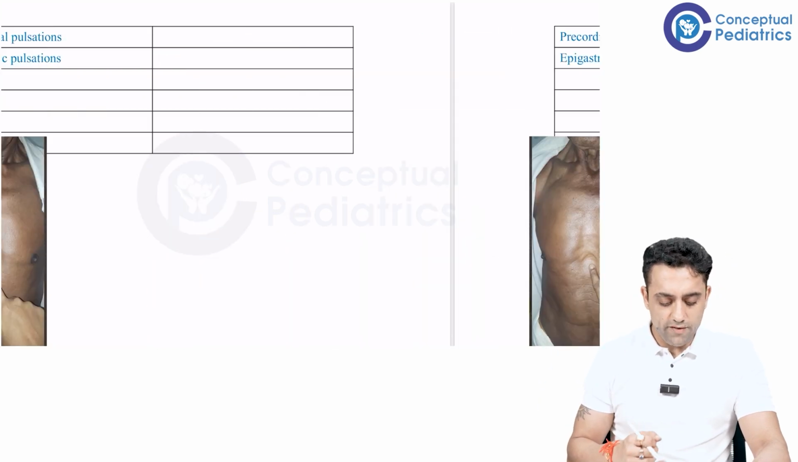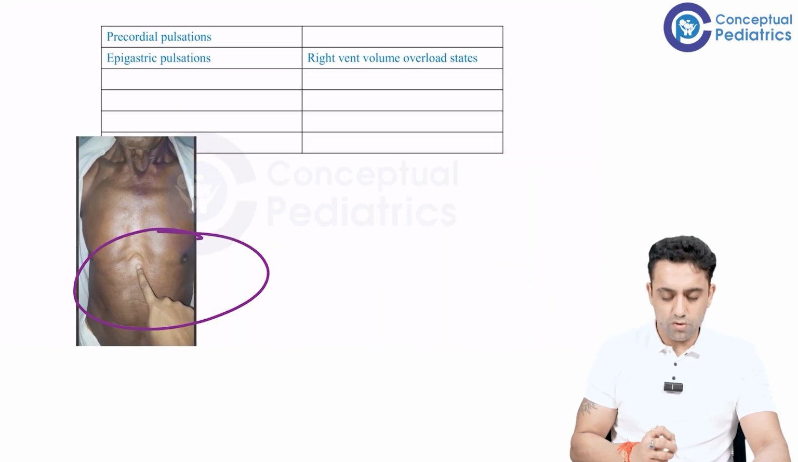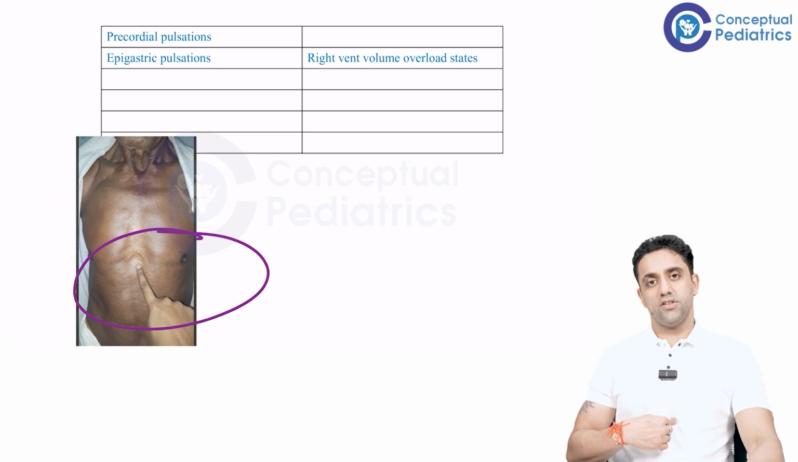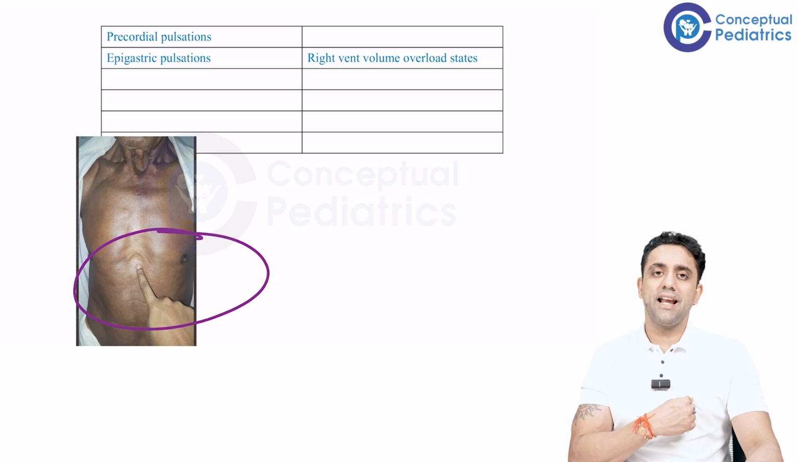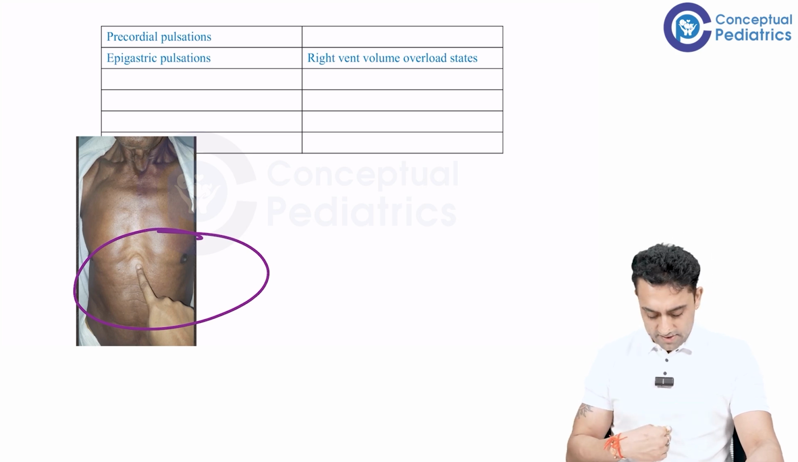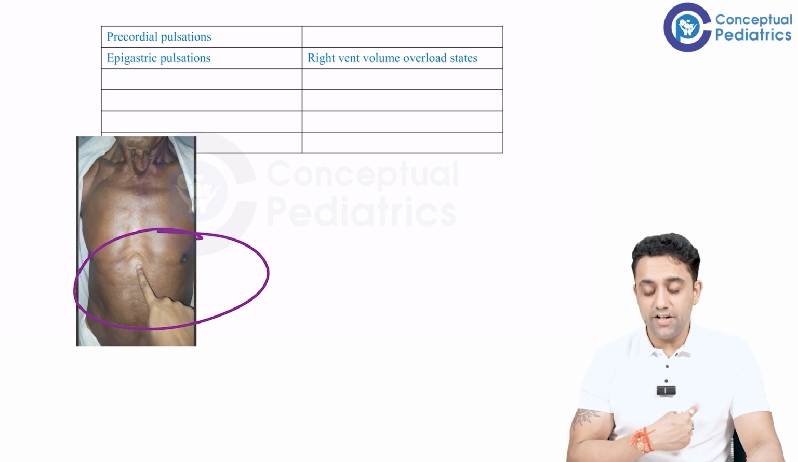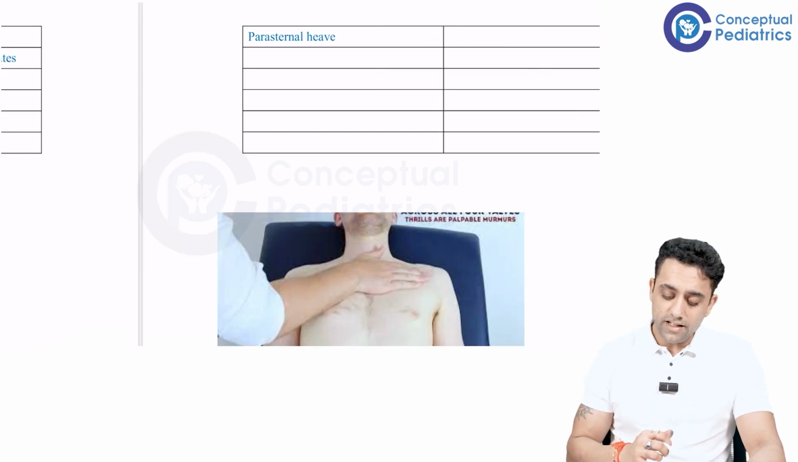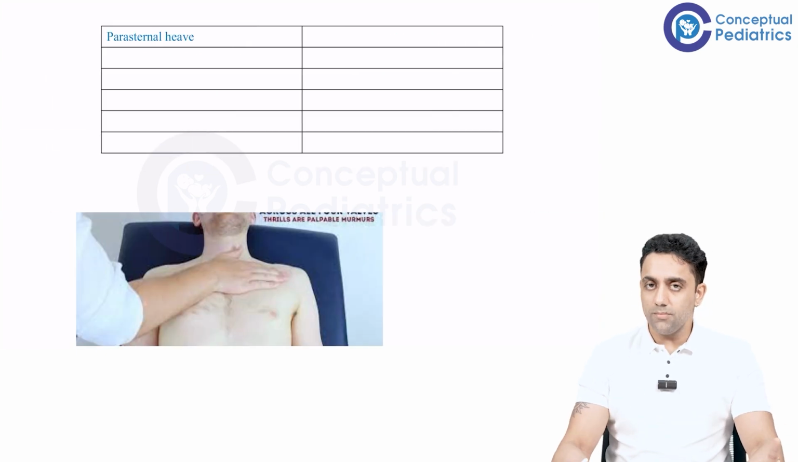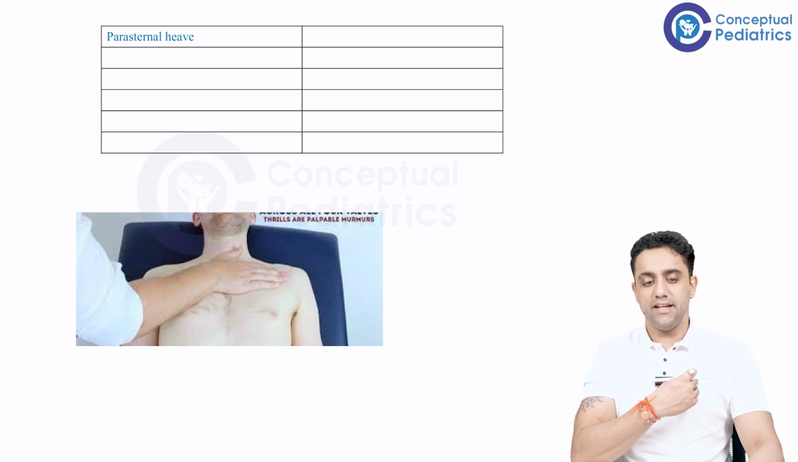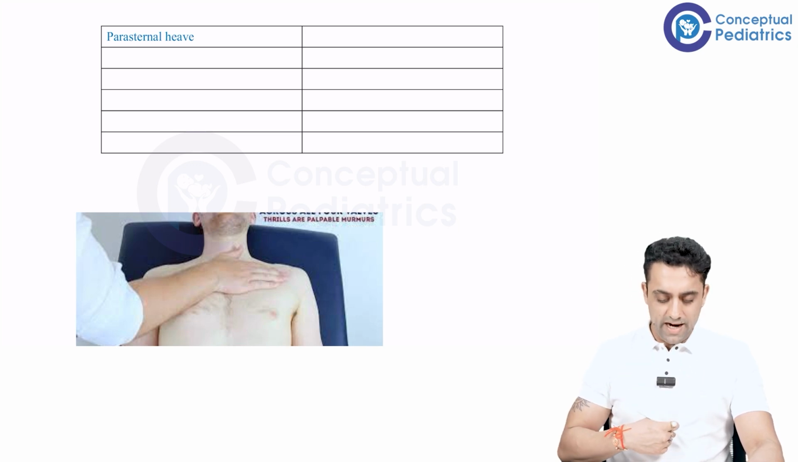Now the next important point is epigastric pulsation. Remember this side we have the right ventricle, and the right ventricle is touching the epigastrium over here. So epigastric pulsation you will see in right ventricular overload conditions. So number one, apex impulse is over. Number two, precordial pulsation in various areas: left second, suprasternal and epigastric.